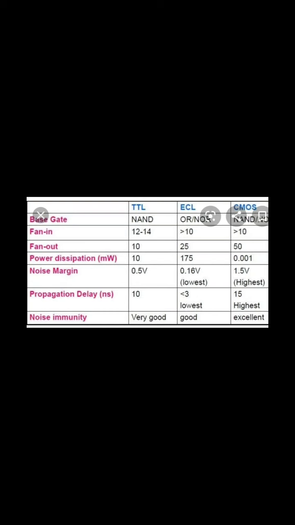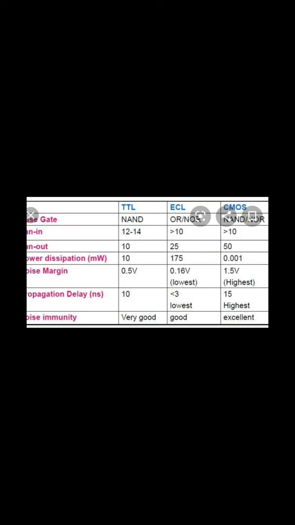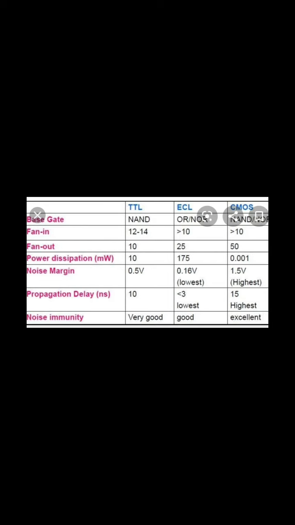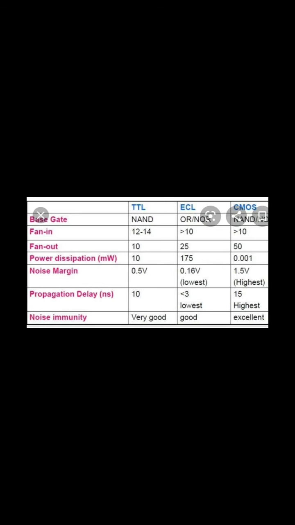Next I am explaining a comparison of the TTL, ECL and CMOS logic families. Here are the basic gates. TTL contains the NAND gate, ECL contains the OR NOR gate, CMOS contains the NAND or NOR gate. Comparison in fan in: TTL having 12 to 14, ECL greater than 10, CMOS greater than 10. Comparison in fan out: TTL is 10, ECL is 25, CMOS is 50. Power dissipation in milliwatts: TTL is 10, ECL 175, CMOS is 0.001.